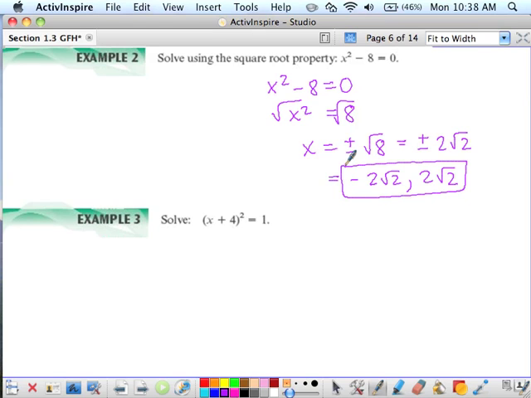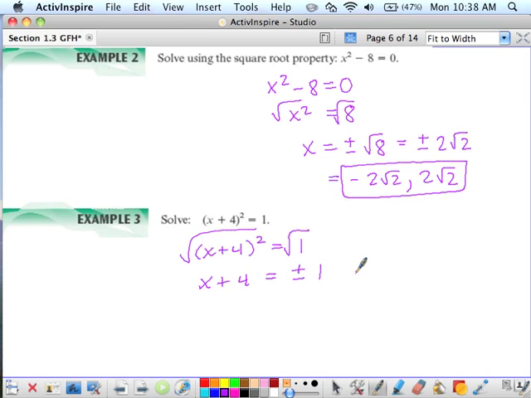Example 3. Quantity x plus 4 squared equals 1. So we have a square equals a constant, and we're going to try to solve it by taking the square root of both sides. On the left, what does that equal? Right. The square root and the square are inverses of each other, so they undo each other, and we get x plus 4 equals, don't forget, plus or minus the square root of 1, which in this case is just 1.